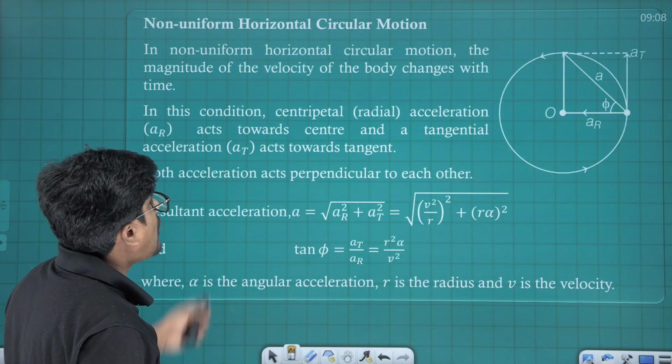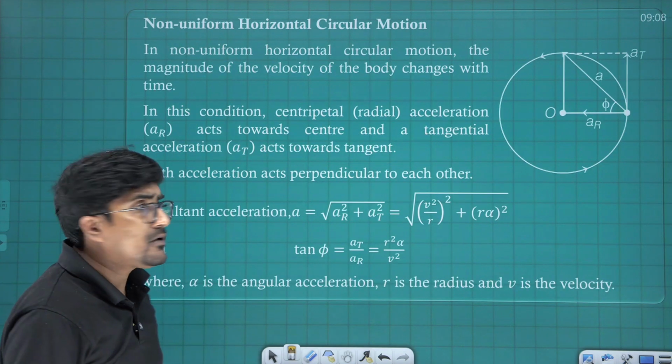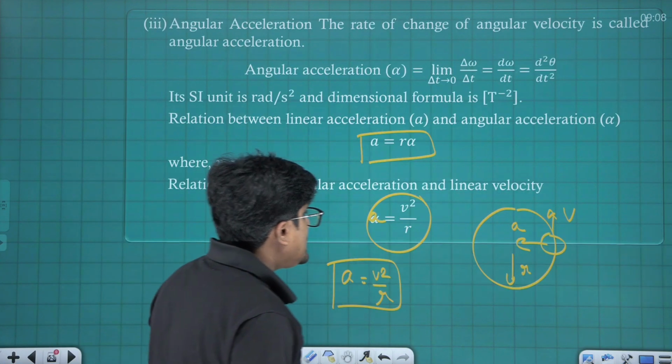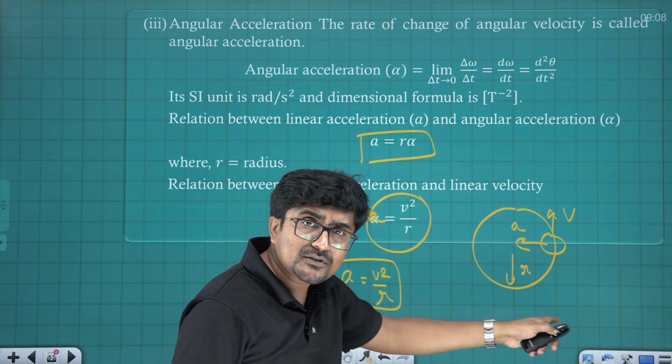Next one is non-uniform circular motion. Non-uniform circular motion means, in this case, you know, the body was moving with constant velocity.